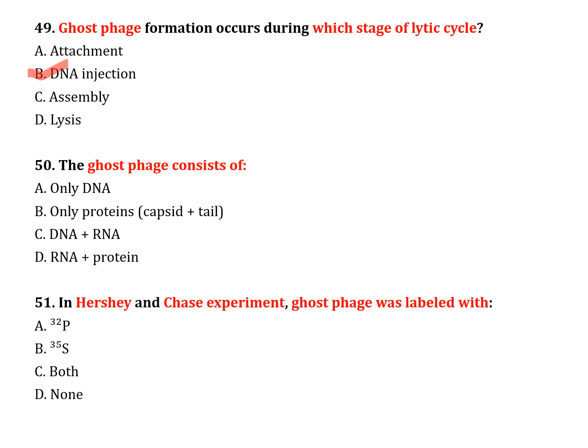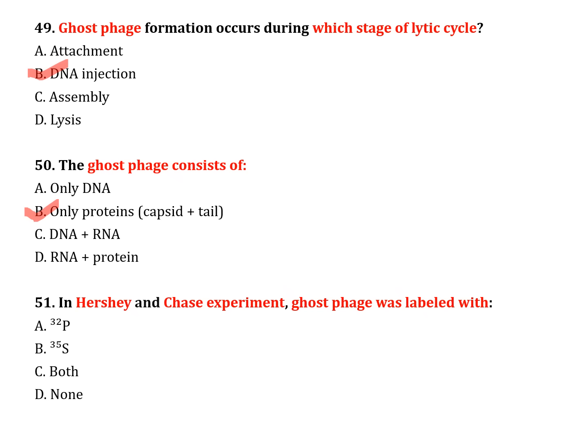The ghost phage consists of option A only DNA, option B only protein, option C DNA plus RNA, option D RNA plus protein. Correct answer is option B only proteins, that is capsid and dairy. The next question, number 51.